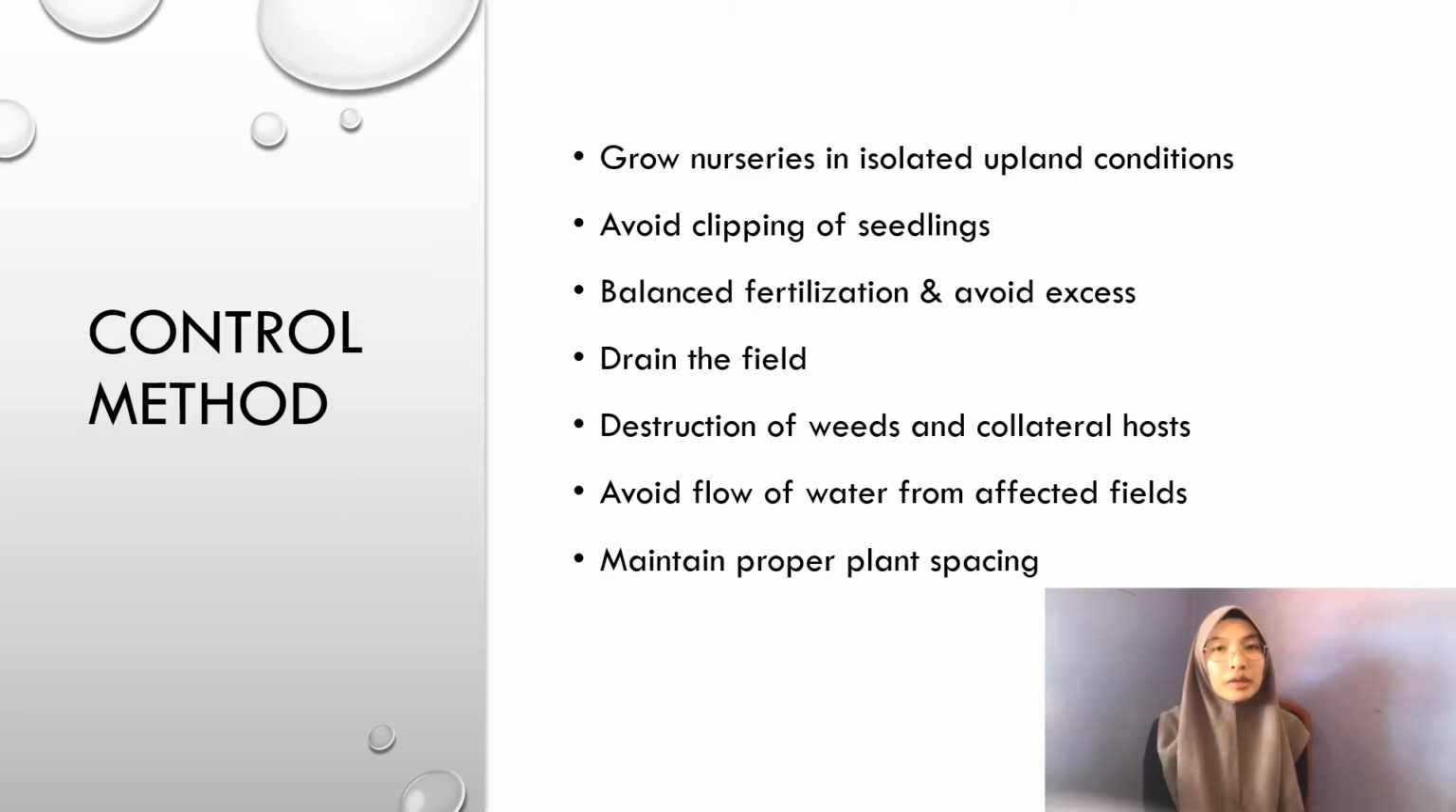Next is the control method of bacterial blight disease. Firstly, grow nursery in isolated upland conditions. Secondly, avoid clipping of seedlings. Thirdly, we must balance the fertilization and avoid excess. Balancing the fertilization is very important when we grow the plant.